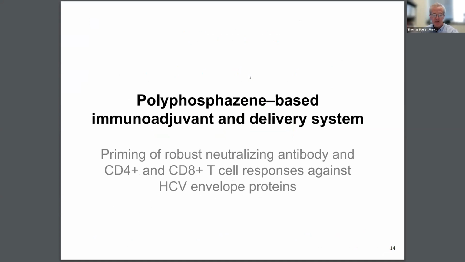Before I proceed, though, I'd like to pause and tell you a little bit more about our polyphosphazene-based adjuvant and delivery system. Ideally, we need an adjuvant system that can prime robust antibody responses, as well as CD4 and CD8 cellular responses using the subunit proteins. This has been a limitation in many adjuvant systems today.